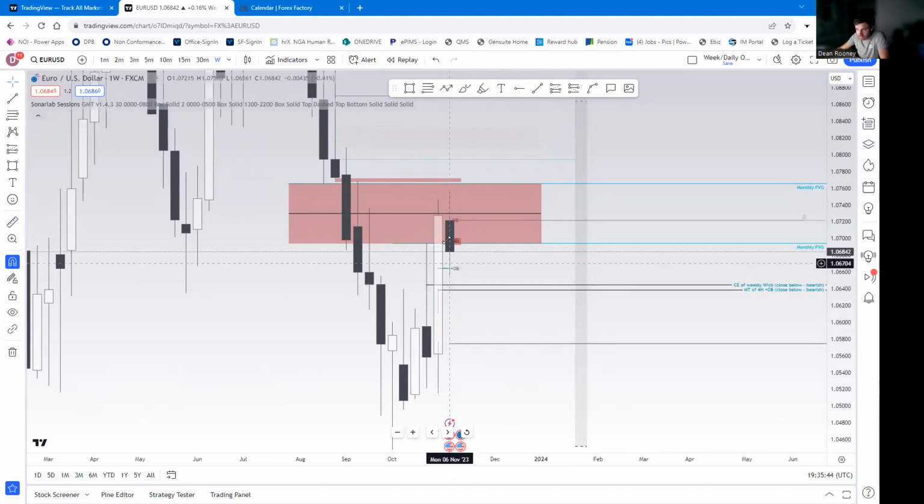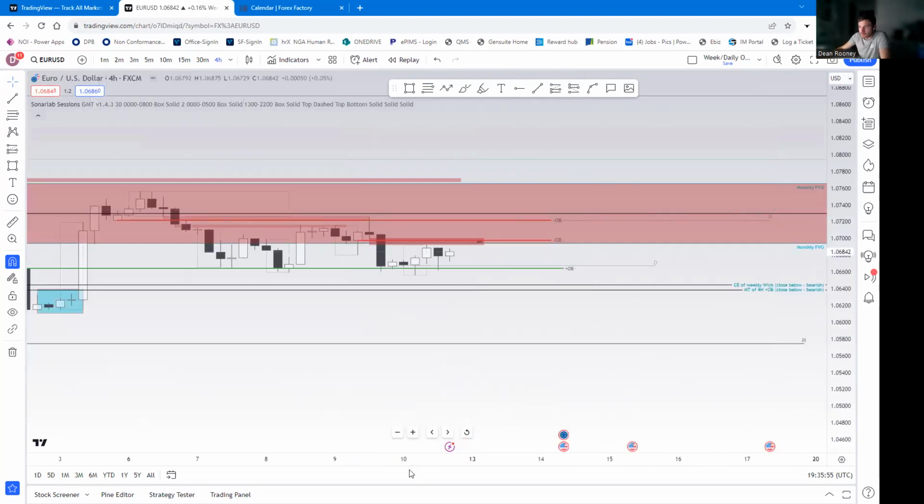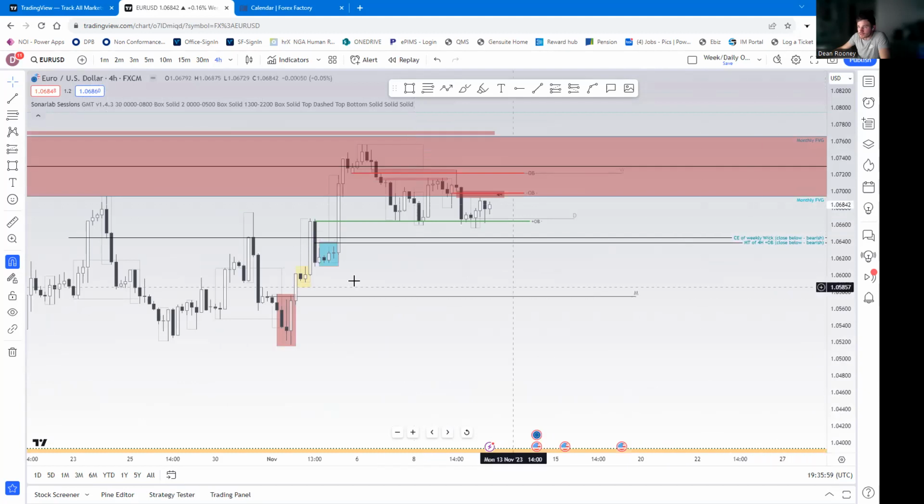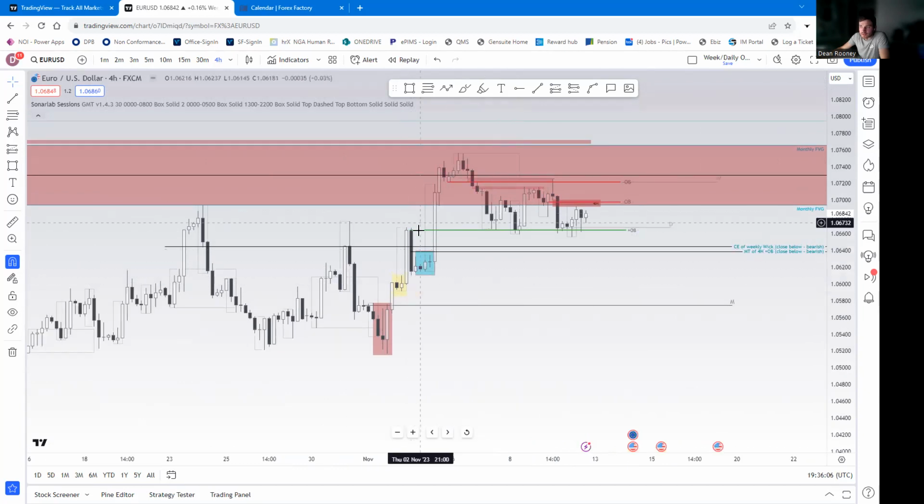So in this area, if price starts to come down and closes below this level, and I've also got the mean threshold again, that's 50% of the 4 hour order block. So if I go to the 4 hour, this is just the opposite. So you've got this order block here. So I would like to see this get disrespected.